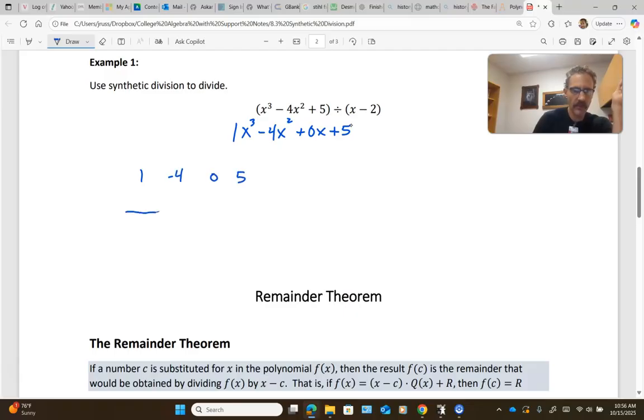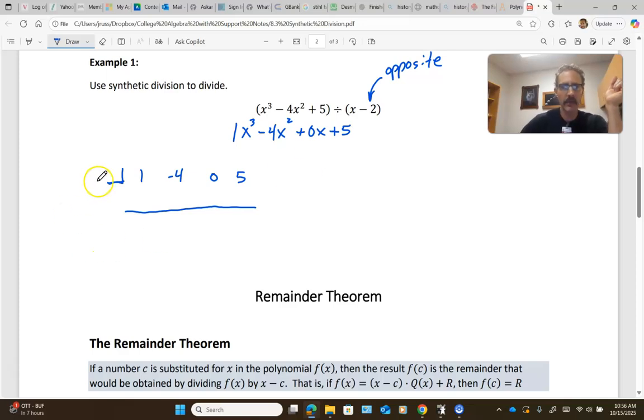Okay. Draw a bar down here. And then in your little box, or half box, you're going to put the opposite of that constant that's in the divisor. You're going to put 2. Okay, and then this is how it works. You're always going to drop down your first number, and then you're going to start multiplying and adding.